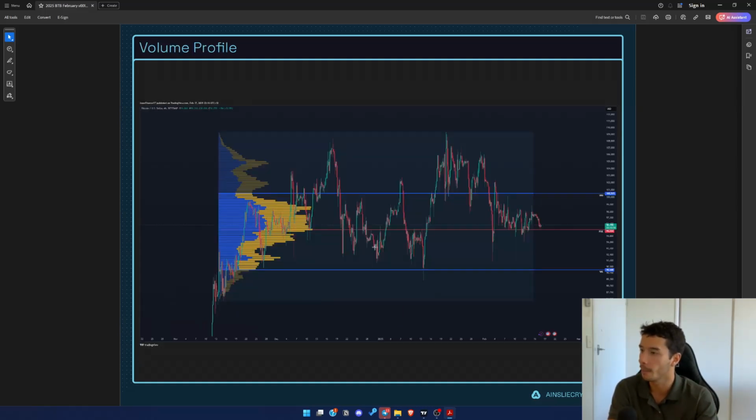Now, volume profile. What are we seeing from a volume profile viewpoint? We are currently in the middle of this volume range. Balancing off the POC, we came for the undercut a few days ago. We've now since pushed back up here.